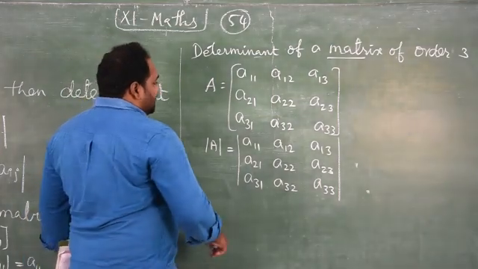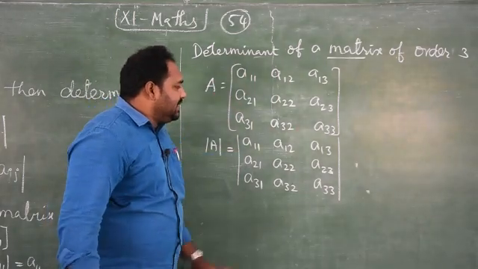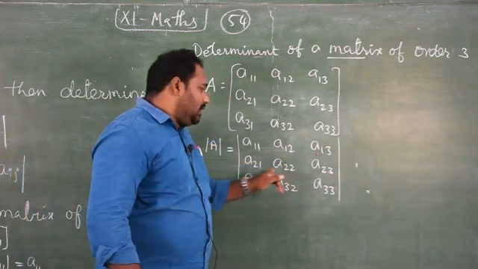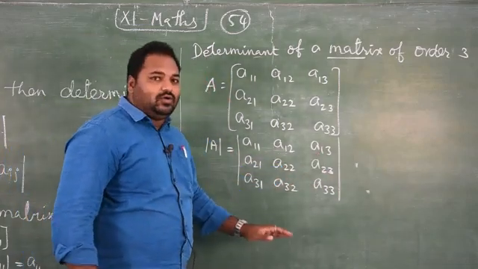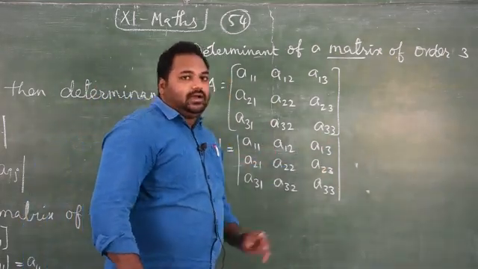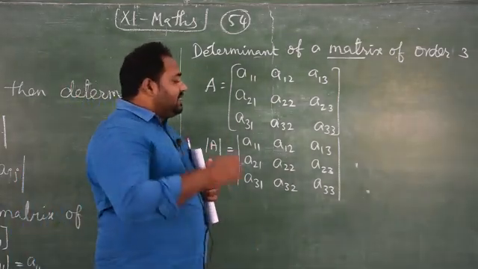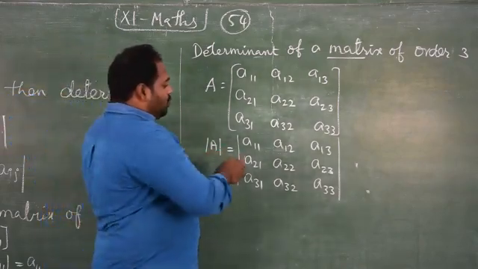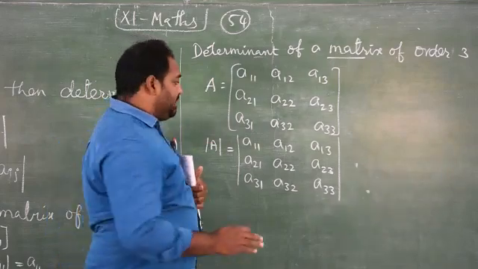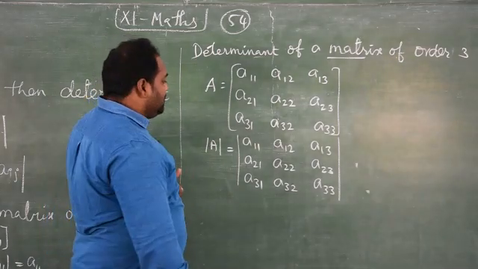Here is the procedure for taking the determinant of a 3 cross 3 matrix. Here I am going to expand R1 or R2 or R3. Any row we can take for the expansion of the determinant, or any column. Any row or any column we can expand for finding the determinant value. But here I am going to take row 1, because in most cases we find the determinant by expanding row 1. Here also I am going to follow the row 1 expansion.